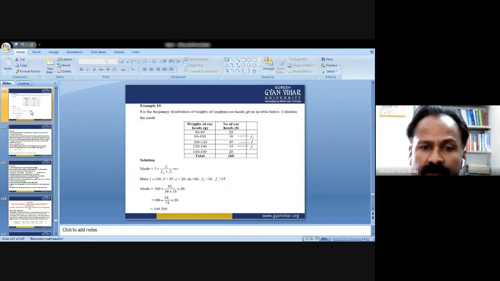Now put all these values: 100, that is L, plus 35 upon 38 plus 35, into 20. So the answer comes out to be 109.589. So this is the mode.